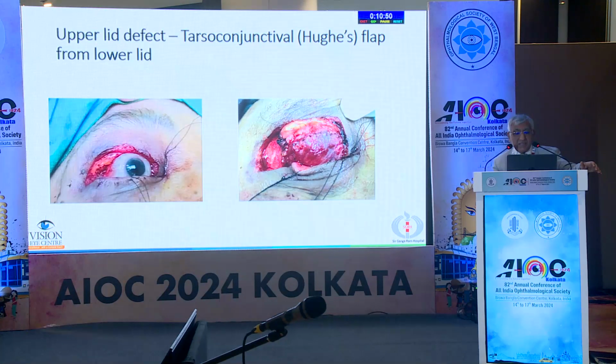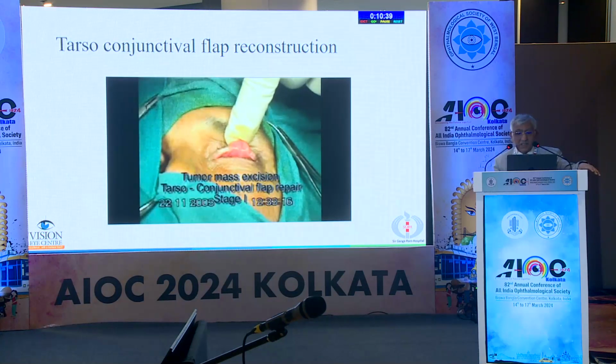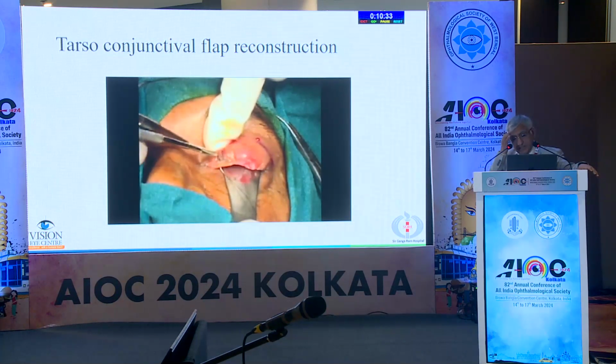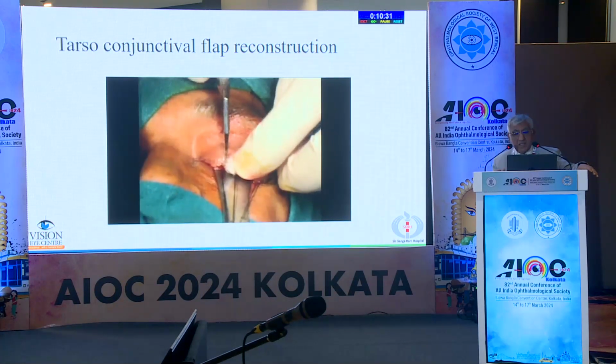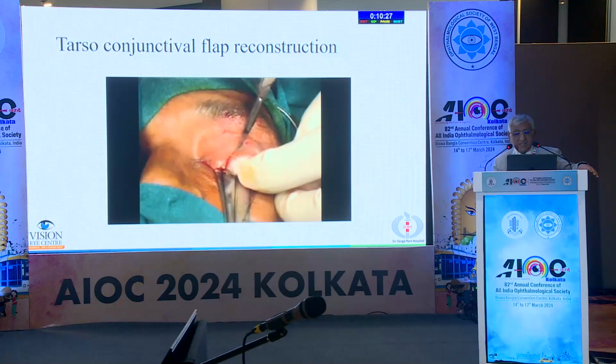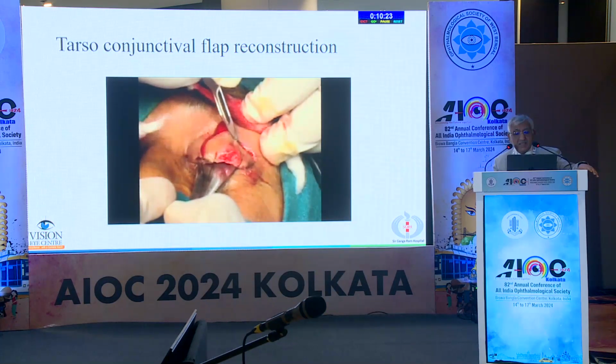Tarsoconjunctival flap technique, as we said, or Hughes modified in different ways, is a very useful technique. We can look at this last video, I think, and this was a sebaceous carcinoma excised with a zone around and then subjected to frozen section. This is a 4 millimeter zone we have gone by at this stage.